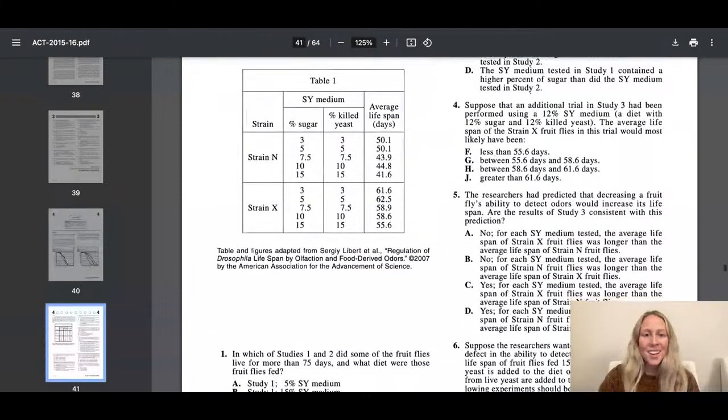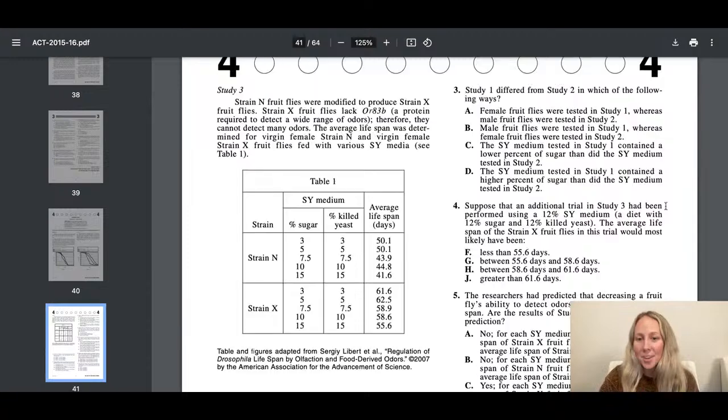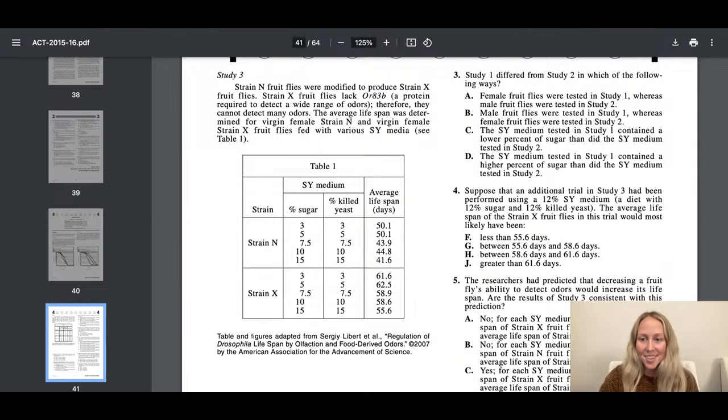Awesome. All right, now we're ready for question 4. Suppose that an additional trial in study 3 had been performed using a 12% SY medium, a diet with 12% sugar and 12% killed yeast. The average lifespan of the strain X fruit flies in this trial would most likely have been what? Okay, so we got study 3. Here's study 3. And we see that there's just a range down here, 55 through 61.